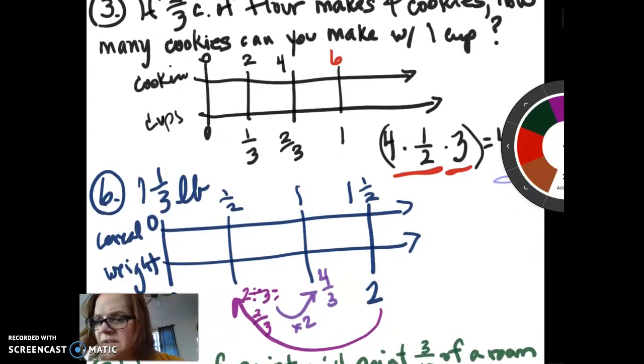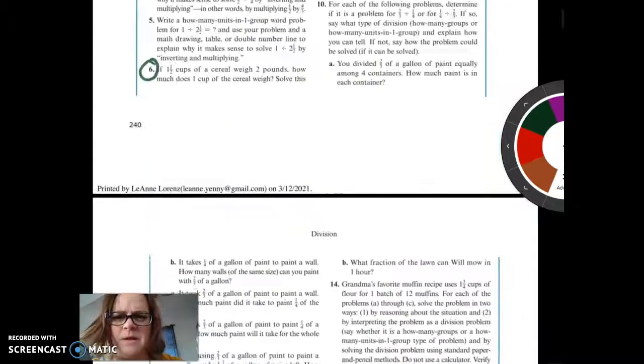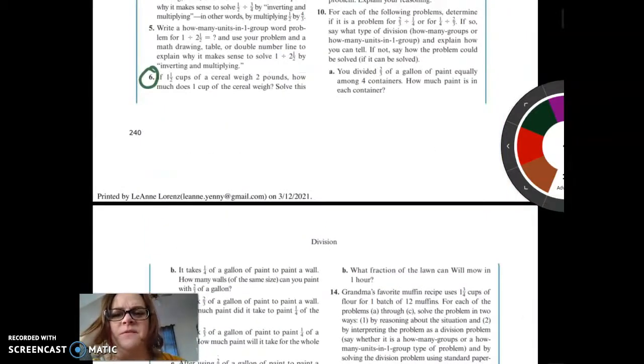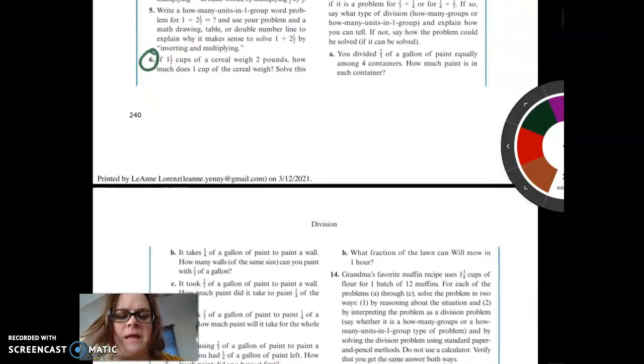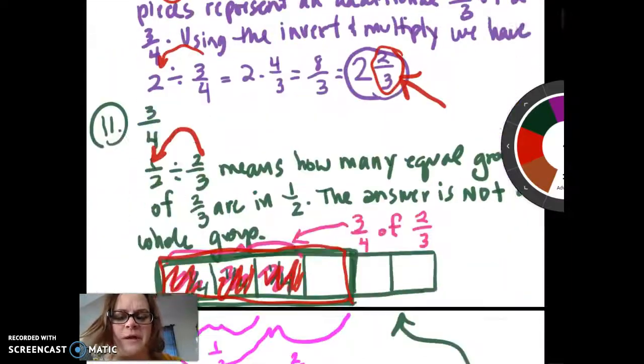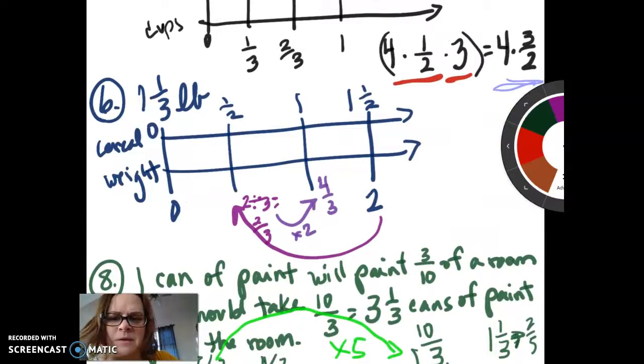All right, let's go to number 6. This is the cereal weight problem. 1.5 cups of cereal weighs 2 pounds, so how much does 1 cup of cereal weigh? And you are asked to use a double number line in this problem. So here I have lined up my double number line so that my top line represents cereal, my second line represents weight. Check your double number line right now, make sure you've done that.